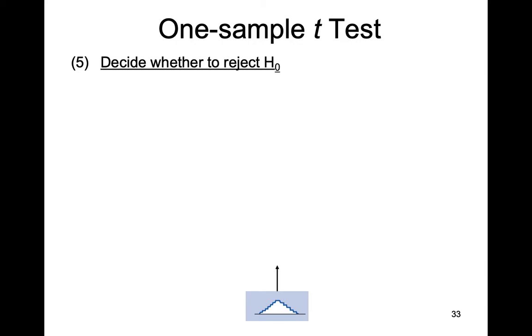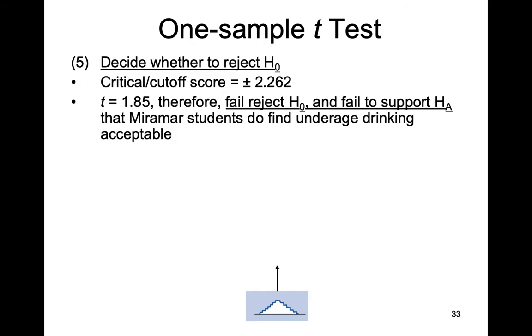Oops, my animation's a little bit messed up, that's okay. So we're going to decide whether to reject the null hypothesis. Okay, our critical cutoff score was plus or minus 2.262. We calculated a t-score of 1.85, and therefore we're going to fail to reject the null hypothesis, which also means that we fail to find support for the alternative hypothesis that Miramar students do find underage drinking acceptable or unacceptable.